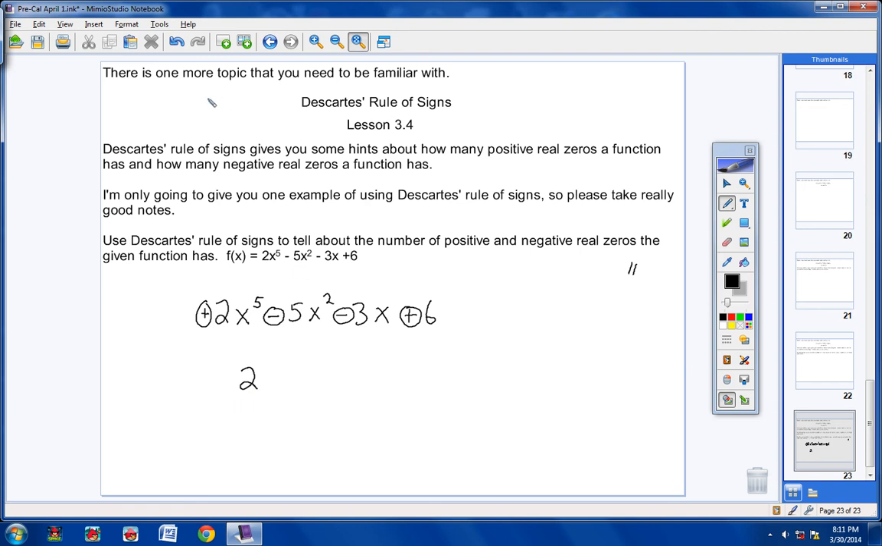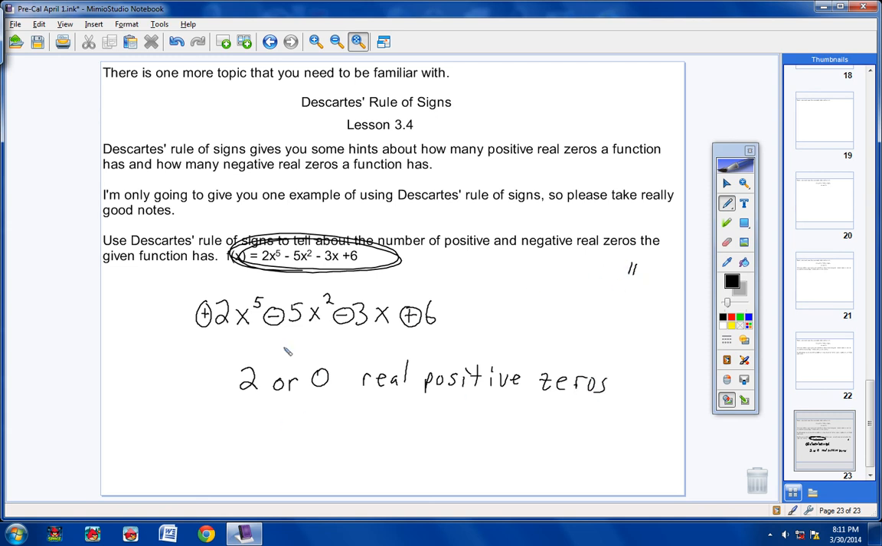Now here's what that means. Please take some really good notes. That means that this polynomial function right here has 2 or, are you ready? 0. I'll explain why in a second, just write this down. This polynomial function has 2 or 0 real positive zeros.